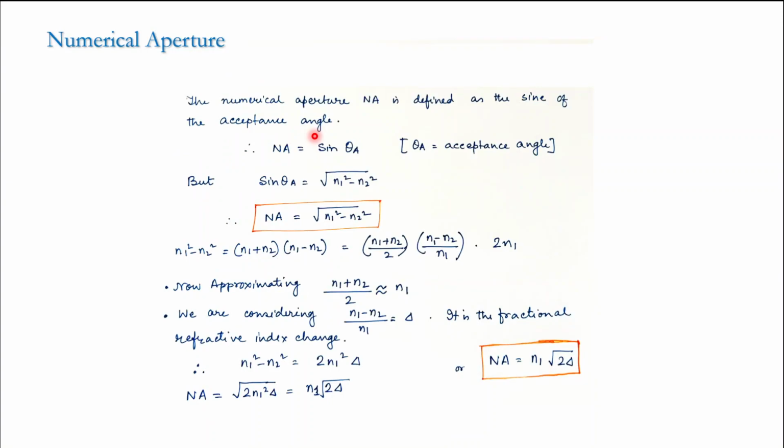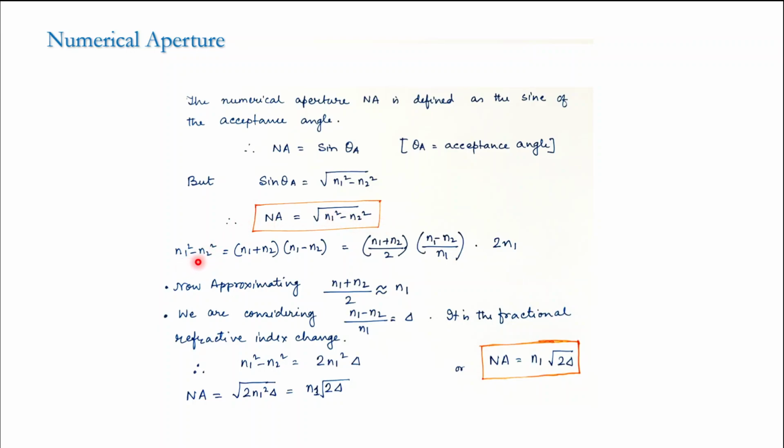Now, the numerical aperture determines the light gathering ability of the fiber. The numerical aperture is defined as the sine of the acceptance angle. So NA is the numerical aperture, and theta A is the acceptance angle, so NA is equal to sine theta A. Sine theta A is root over n1 square minus n2 square. So the numerical aperture will be root over n1 square minus n2 square.